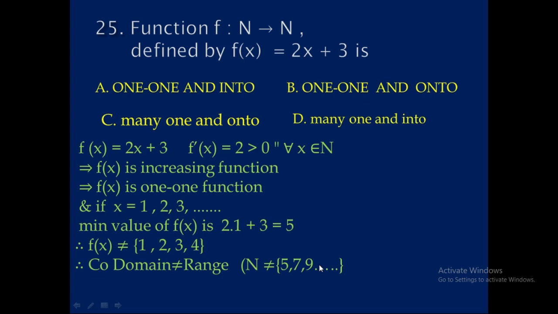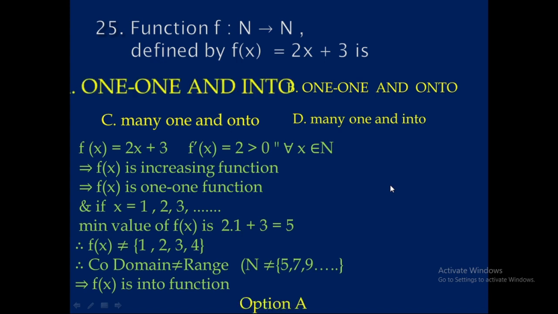Or simply, taking x = 1, the image is 5. This is an increasing function, the values increase, and the minimum value is 5. Therefore 1, 2, 3, 4 are not images of any element of the domain. Therefore this function is not onto, or the codomain is not equal to the range. Not onto means into function. Therefore the given function is one-one but not onto, which means into. Therefore option A is the right option. The correct option is option A.